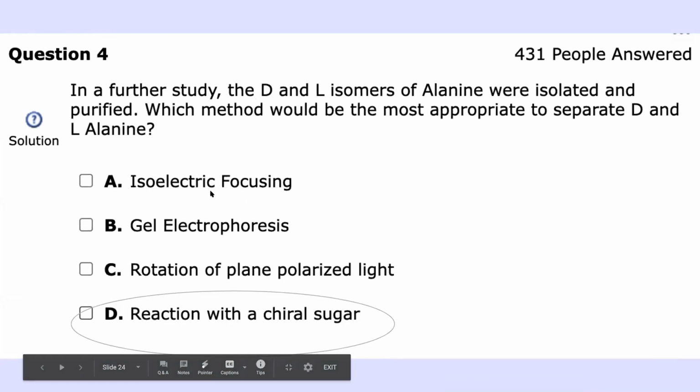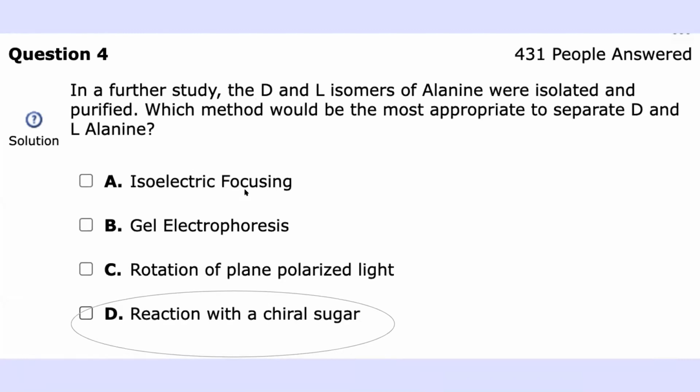the same isoelectric point, and that would not help to separate them. And then in gel electrophoresis, they would also have the same size and same charge, which also wouldn't help. And rotation doesn't help because that can help detect the isomers, but it doesn't separate them. It will let you know that they are isomers, but it doesn't physically separate them.